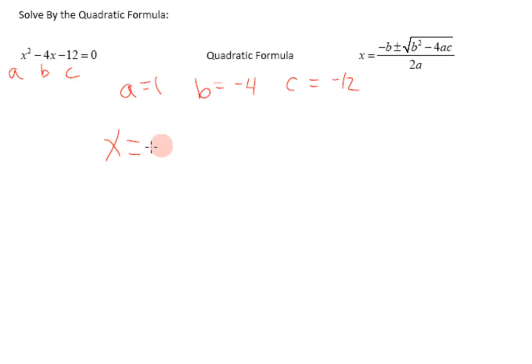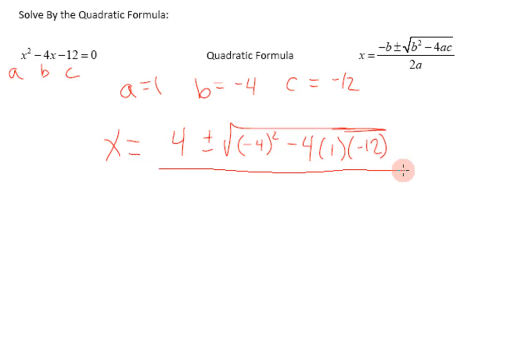So a is 1, b is a negative 4, and c is a negative 12. You got to take the signs with them, and then we fill in the numbers. The answers are x equal the opposite of b, so 4 plus or minus the square root of negative 4 squared, like that always, minus 4ac, all over 2a.